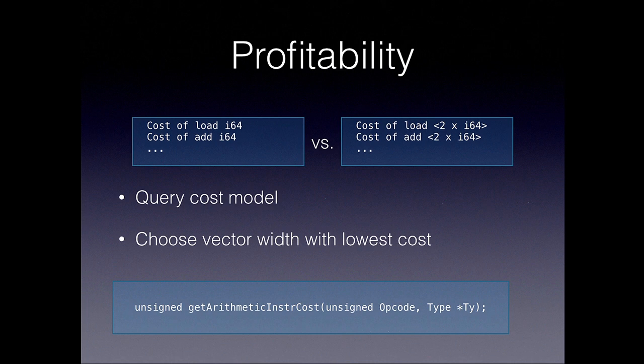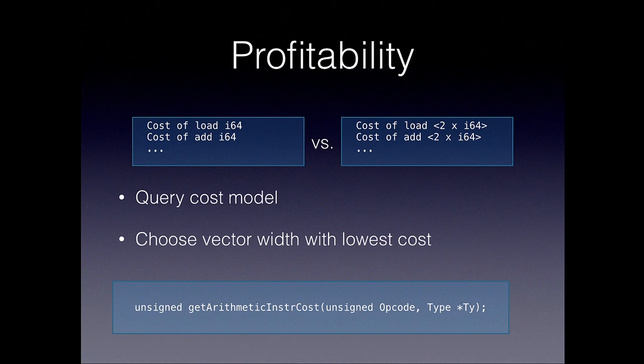Profitability. We've decided it's legal to vectorize. Now the question is, is it profitable? So we go over the instructions in the block and ask, what is the scalar cost of doing this? We have a cost model that can answer this question. We add all of those up.